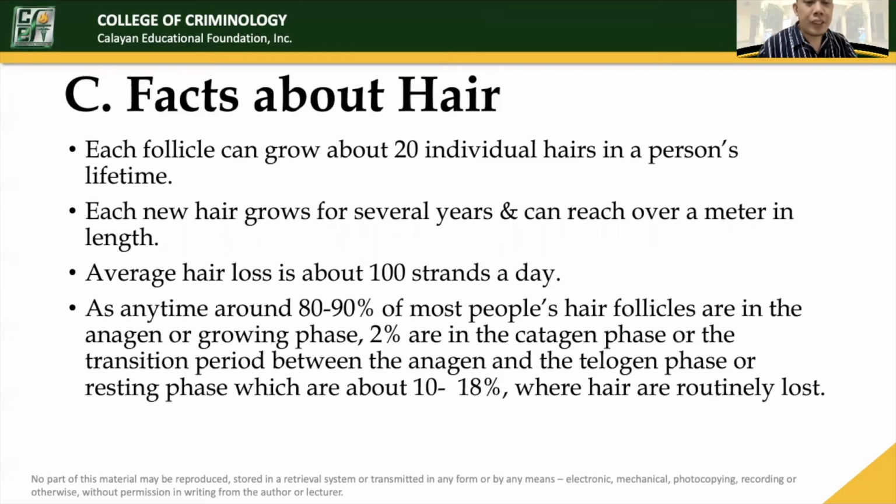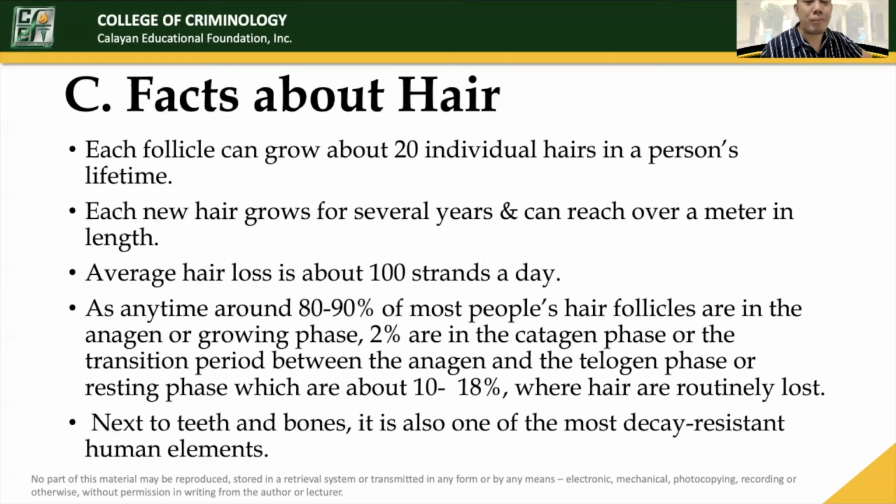Alright. So at any time, around 80 to 90% of most people's hair follicles are in the anagen or growing phase, 2% are in the catagen phase, or the transition period between the anagen and telogen phase or resting phase, which are about 10 to 18% per hair are routinely lost. So next to teeth and bones, it is also one of the most decay-resistant human elements.